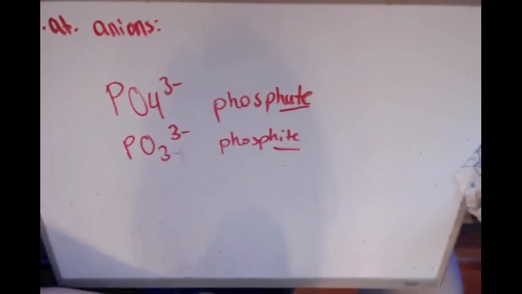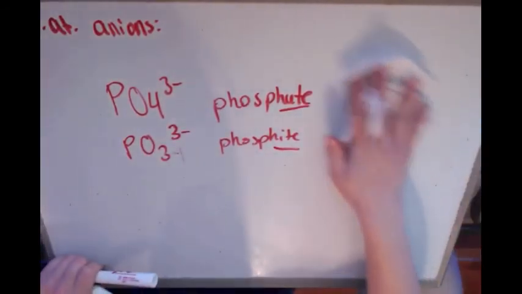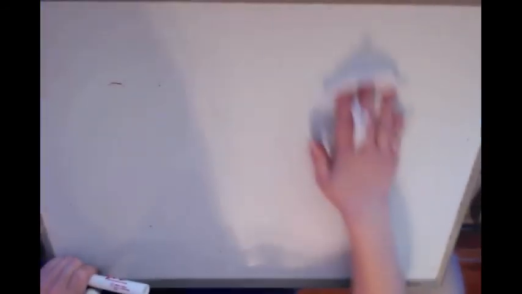Okay, so that's all for polyatomic anions and cations. Now we can move on to actually naming ionic compounds.